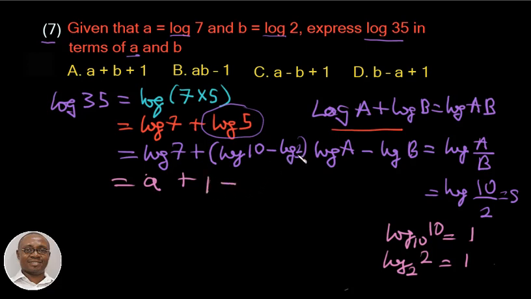Then we represent logarithm 2 in terms of B. So if we rearrange this, we will have A minus B plus 1. So which answer option? Option C is the right answer.